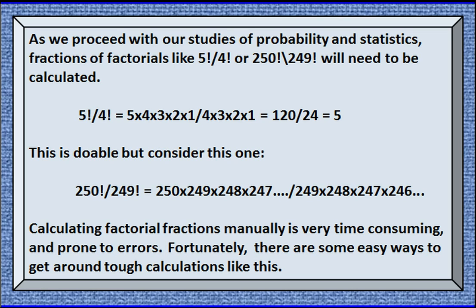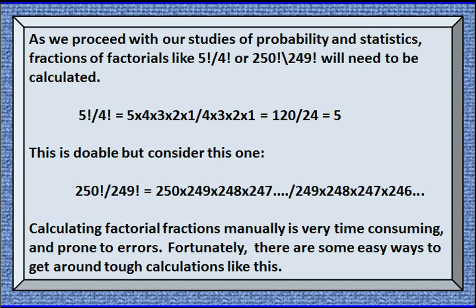As we proceed with our studies of probability and statistics, fractions of factorials like 5 factorial divided by 4 factorial or 250 factorial divided by 249 factorial will need to be calculated. 5 factorial divided by 4 factorial is equal to 5 times 4 times 3 times 2 times 1 divided by 4 times 3 times 2 times 1, which is equal to 120 divided by 24, which in turn is equal to 5. This is doable, but consider this one.